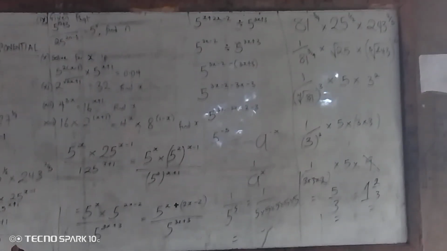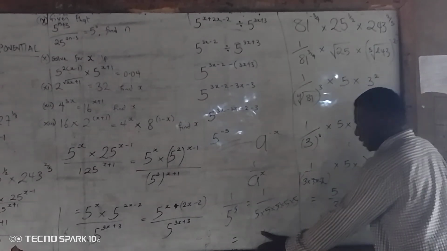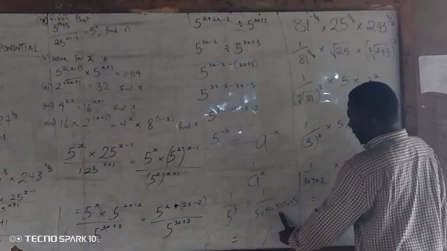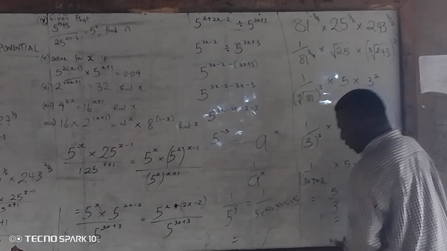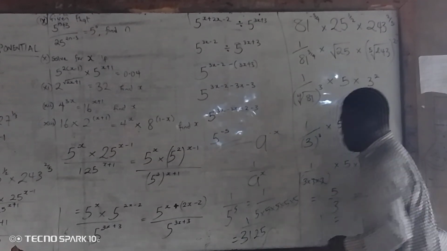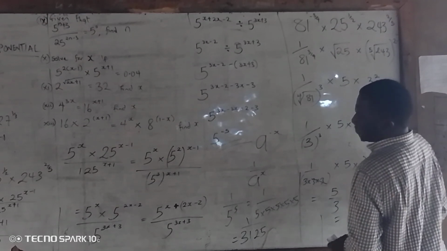Alright, so I didn't want to waste our time before, but let's just do the multiplication. 5 times 5 is 25. 25 times 5 is 125. 125 times 5 is 625. 625 times 5 will give us 3,125. So that's the final answer, 1 over 3,125. So that will be the answer for that particular question.